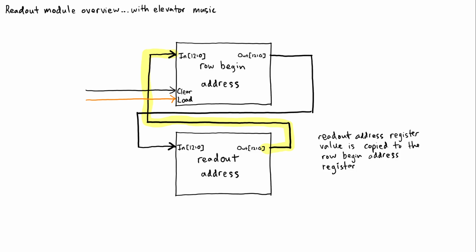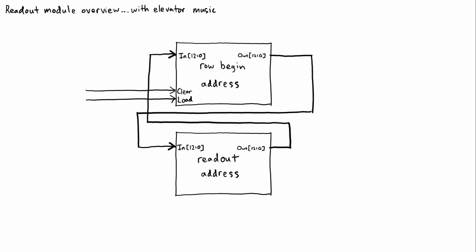This means that the outputs of the readout address register are connected to the inputs of the row begin address register. The readout address register also has two control signals. The increment signal, when asserted, causes the current value of the register to be incremented by 1. For this reason, the readout address register is implemented using binary counter chips.